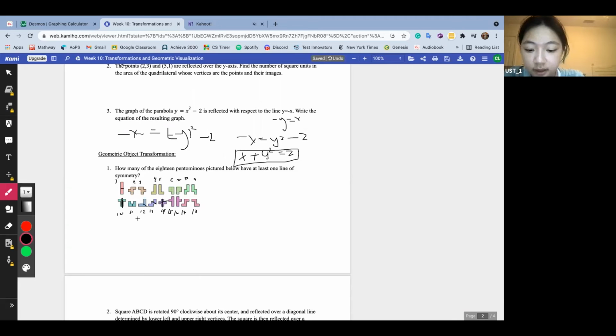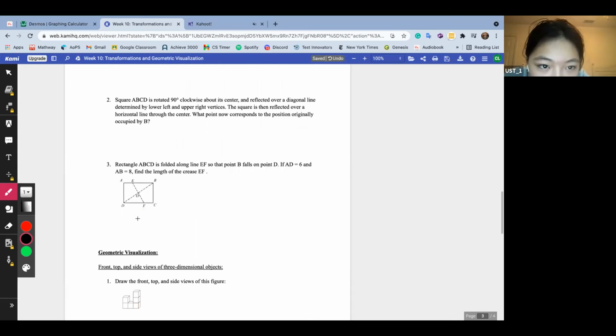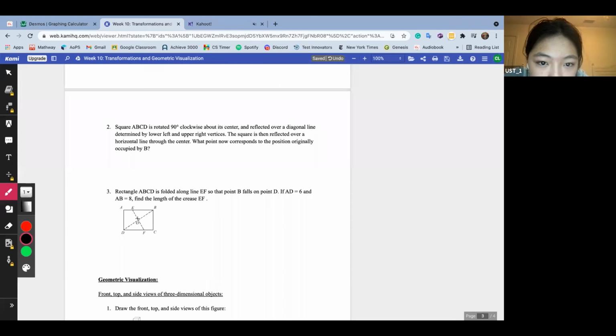Okay, so good job everyone. So I'm gonna go on to the next one. Square ABCD is rotating 90 degrees clockwise about its center and reflected over a diagonal line determined by lower left and upper right vertices. The square is then reflected over a horizontal line through its center. What point now corresponds to the position originally occupied by B?